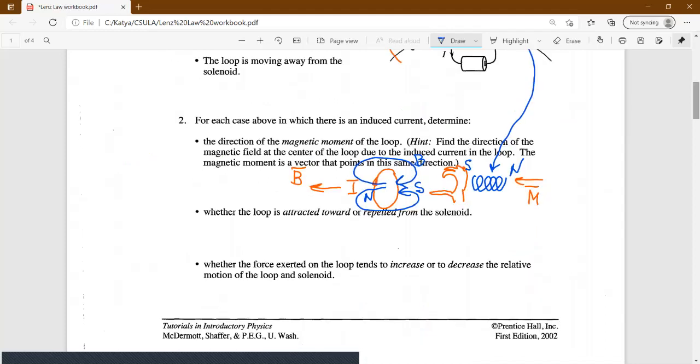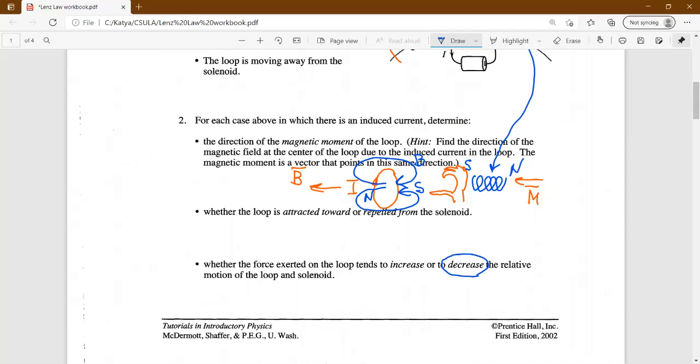The repulsion between the south pole of the solenoid and the south pole of the current induced in the loop is going to try to move them apart. So what we are going to see is that the force exerted on the loop tends to decrease the relative motion of the loop and the solenoid, because the loop is trying to approach the solenoid, but the current which is created in the loop is trying to move the loop back away from the solenoid.